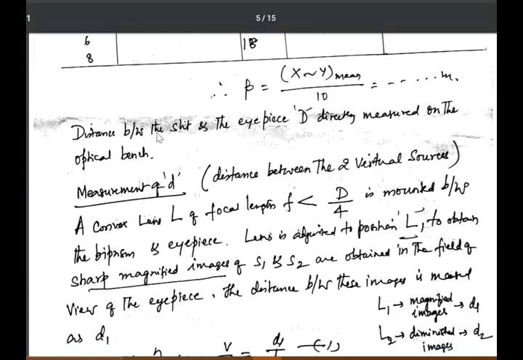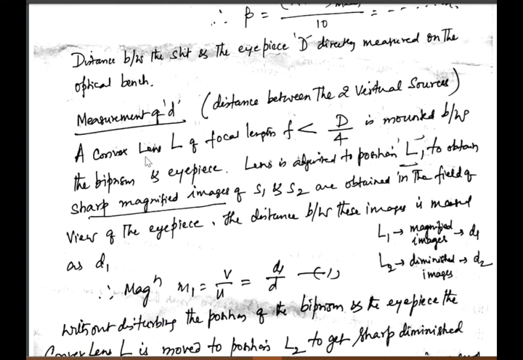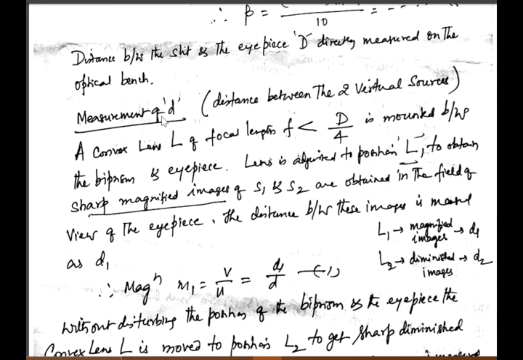And then the distance between the slit and the eyepiece, capital D, can be directly measured with the help of a scale on the optical bench. A scale will be fixed on the optical bench. Directly you can record the distance between the eyepiece and the plane of the slit from the optical bench, that is capital D. Next, measurement of small d. Small d is the distance between the two virtual coherent sources, S1 and S2, that cannot be directly measured because virtual images cannot be caught on a screen.